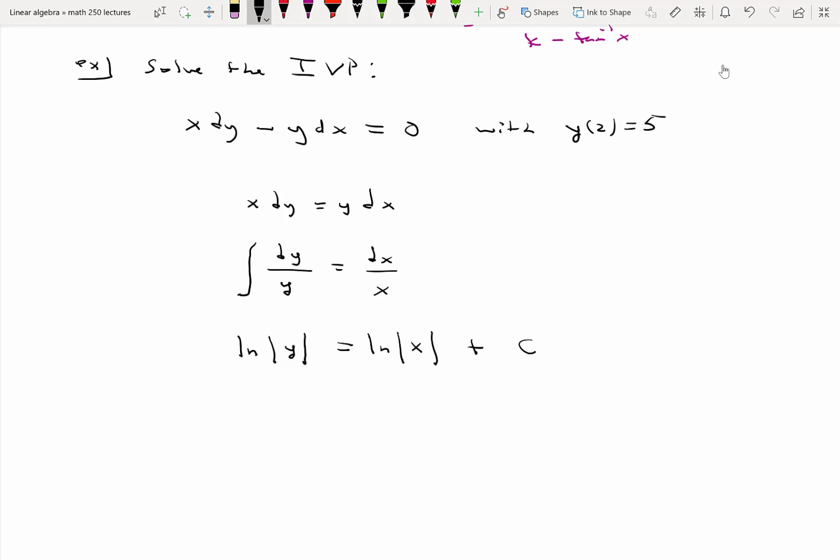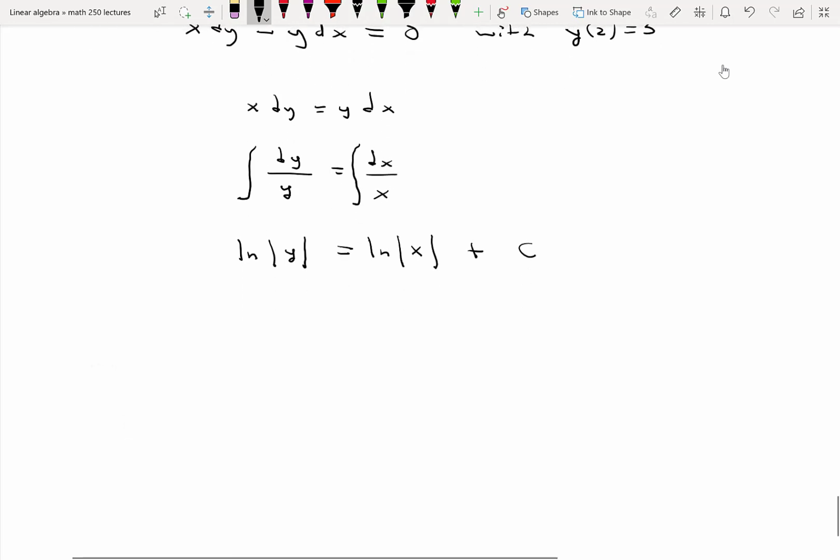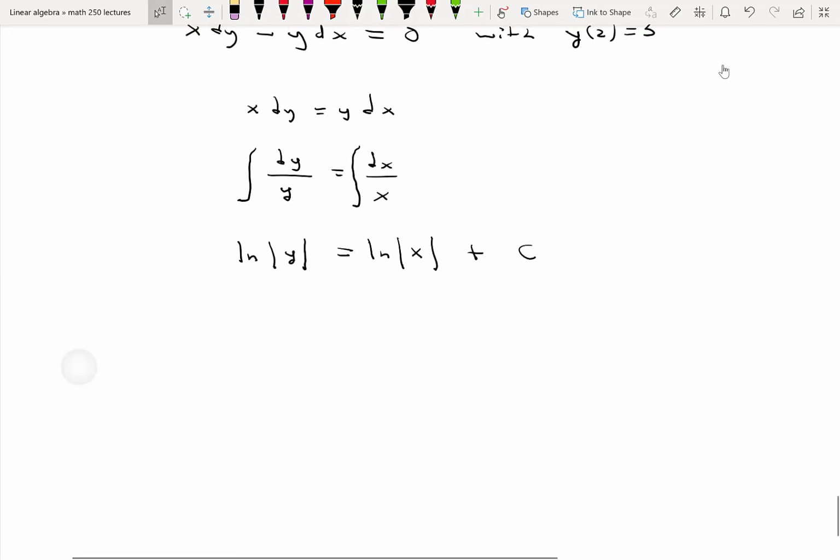I'll say it one more time. It's wrong without absolute values. Okay, fair warning. Alrighty. So let's get an explicit solution.